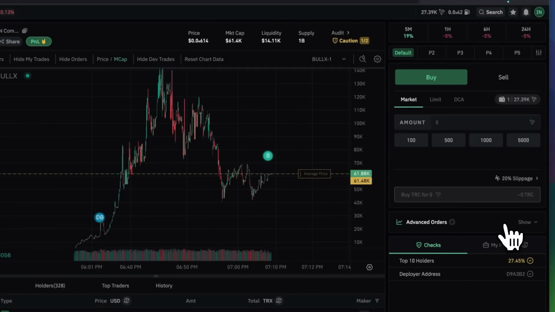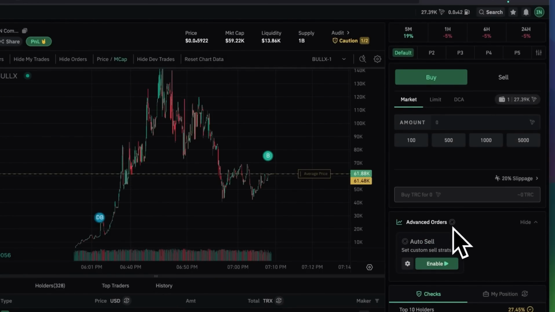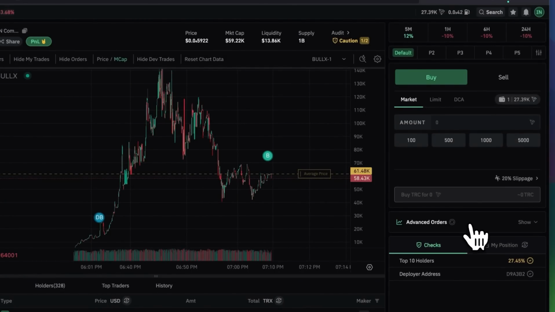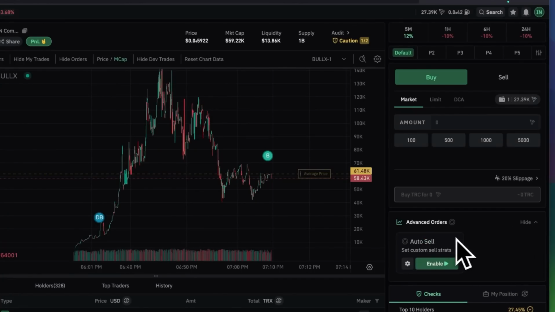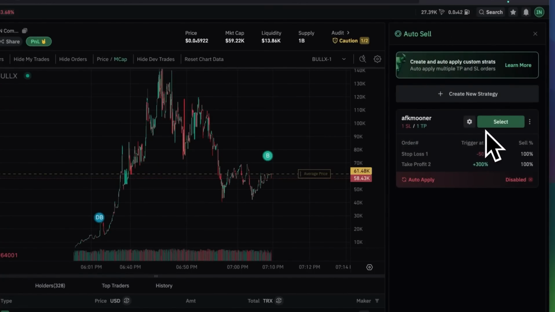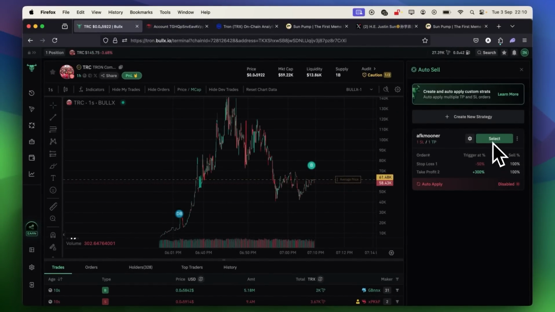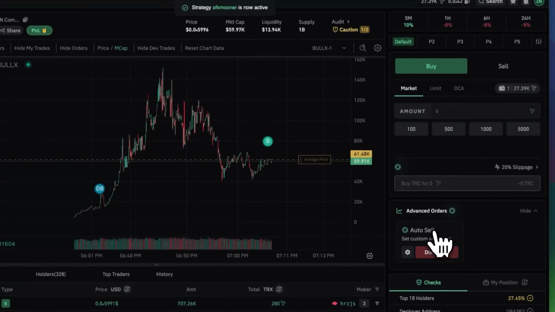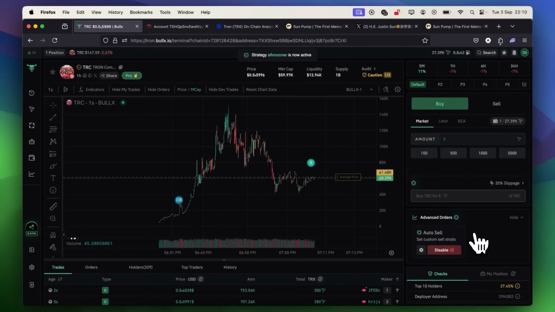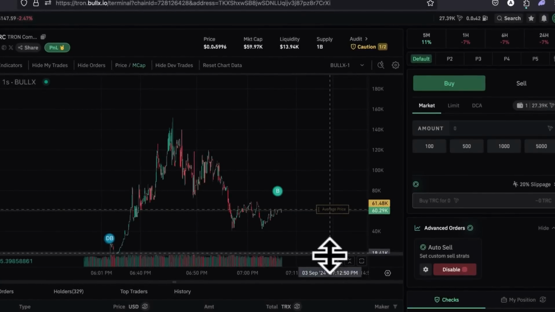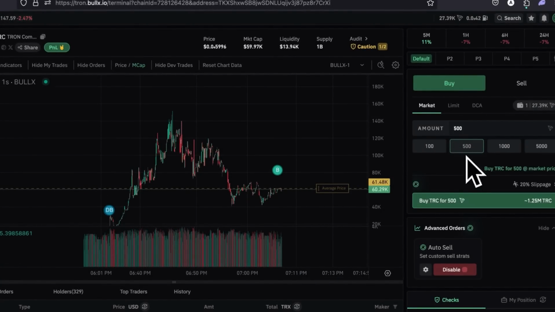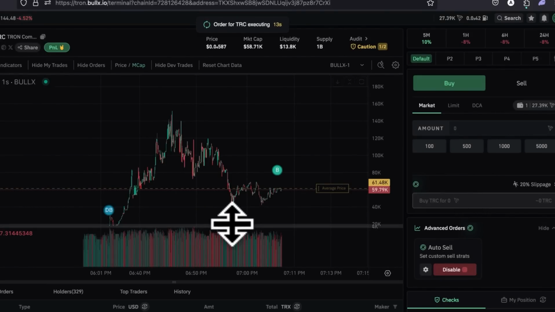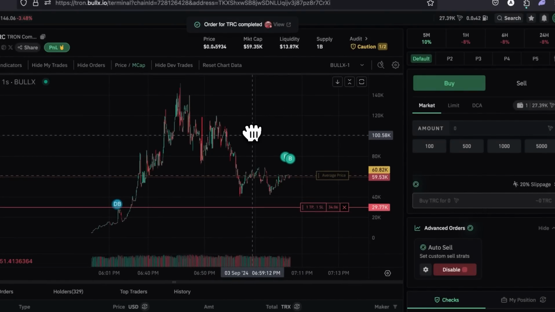So let me show you another feature that is very cool. We have advanced orders right here. You can see this button right here, advanced orders. What is it? Well, you can set up AFK type of things, which are going to automatically take profits for you, or it's going to automatically hit a stop loss. So I've turned on my automatic advanced order. You should turn it on before you buy, because right now it's not turned on for this. But let's say I make another buy for 500 Tron. It's going to execute the advanced order as well.